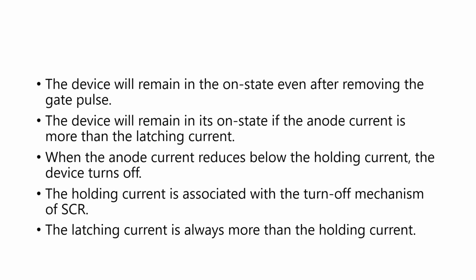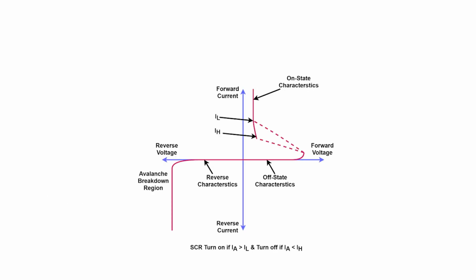But even though we are removing the gate signal, the gate will have no control over the device. That means your device will still be in on state. Here we are having two parameters: one is your holding current and one is your latching current.